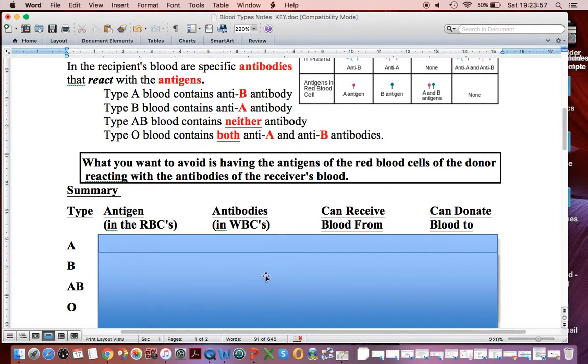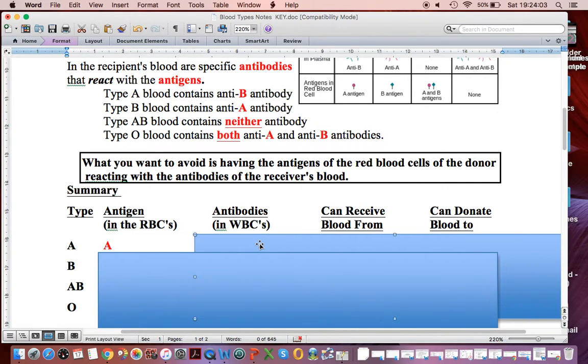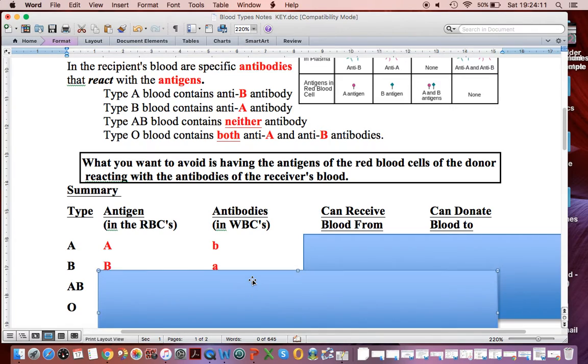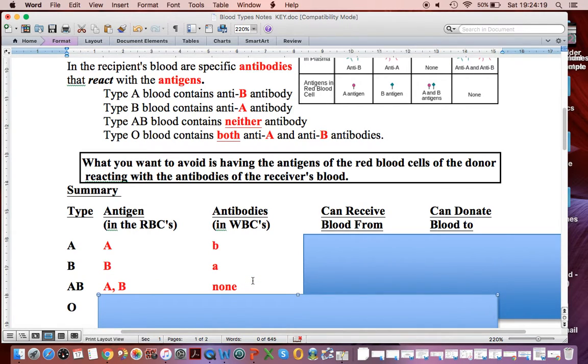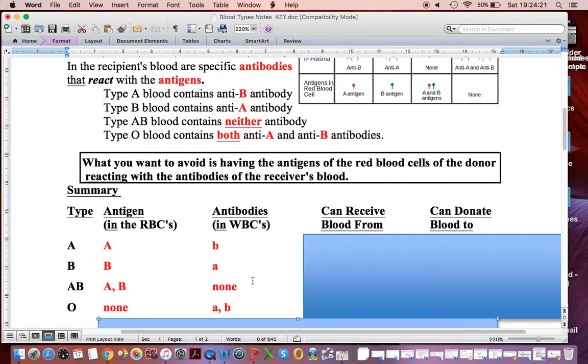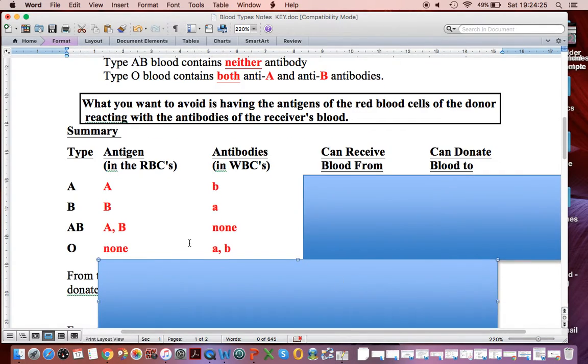So we have a little chart here, and what we see is if we're type A, we have type A antigens, and we'll have type B antibodies, and we do the same thing here. And that's B and that's A, it flips around. If we have both antigens, we won't have either antibodies, that's why it says none. And finally, if we don't have antigens, we're going to have both antibodies. So that stuff's pretty easy.